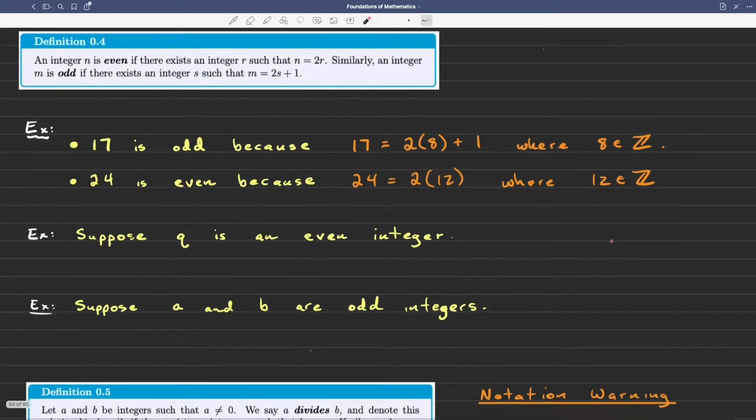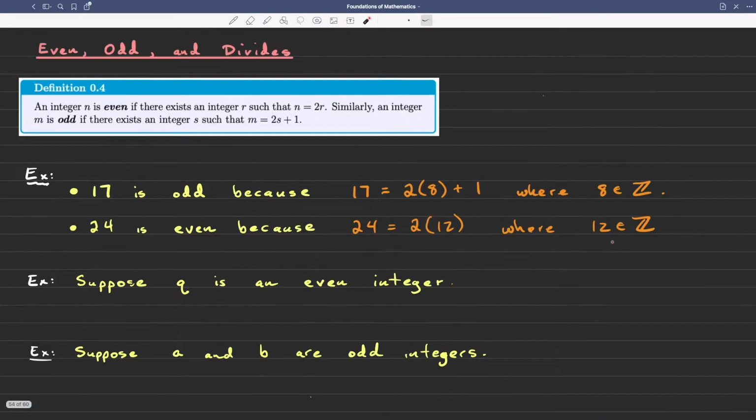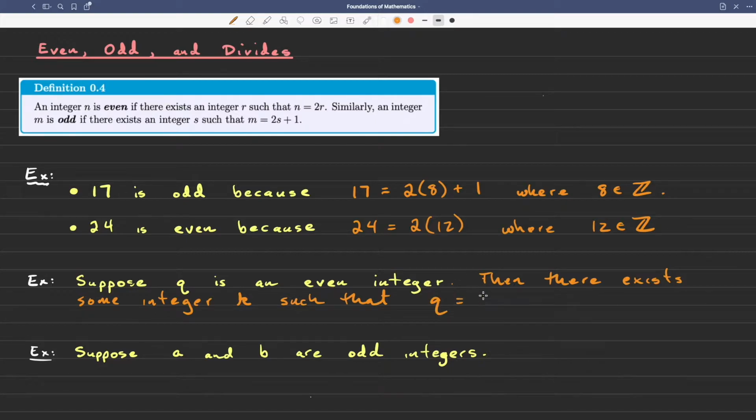So I want to point out that that number you're multiplying by is an integer. It doesn't work. More generally, when you're doing a proof, you may not be dealing with a very specific integer like 17 or 24. In the midst of your proof, it may be that you just have some integer q and it's even. So if I say q is an even integer here, what can I say about q? Well, I can say then there exists some integer. I don't have to use the very same letter that was in the definition. So for even integer, I had used r in that definition, but I could use k or whatever. I'm going to use k here. There exists some integer k such that q is equal to 2 times k.